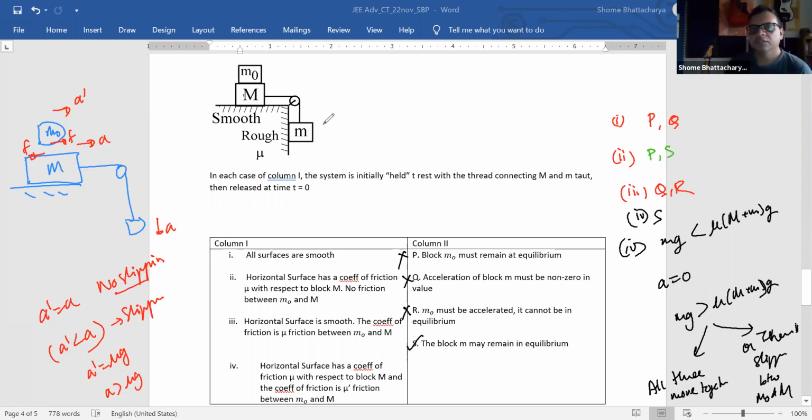So hope this question is clear to all of you people. Anyone has a doubt in any of the parts, please let me know. I'll make a more detailed free body diagram and explain. Okay, so I'm clearing this now.